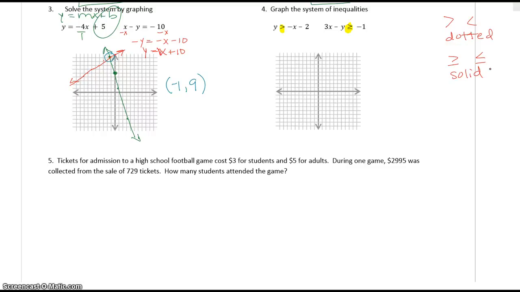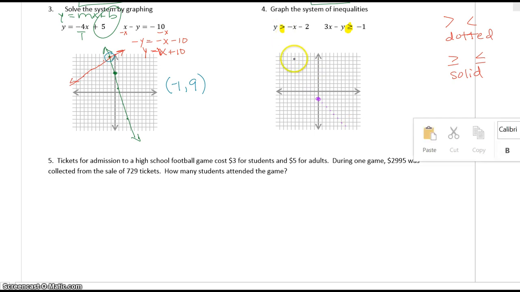So let's look at the first equation. y is greater than -x minus 2. The y-intercept is -2, and the slope is -1. So we're going to go down 1 over 1, down 1 over 1. This is going to be a dotted line because of the greater than sign. There's no less than sign. And we want to shade greater. So where are the y's greater?